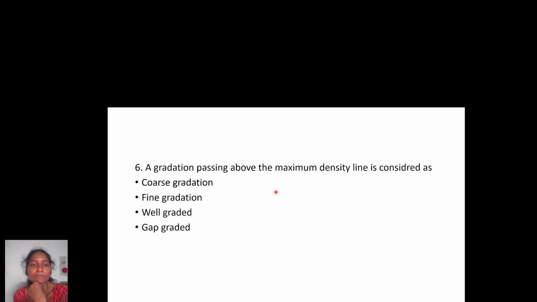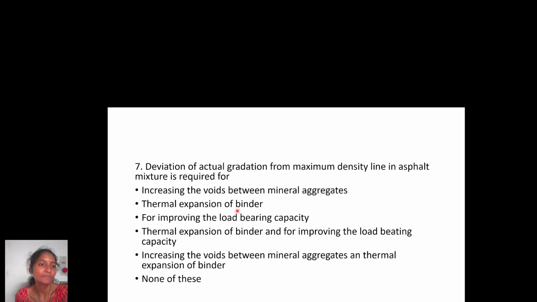A gradation passing above the maximum density line is considered as what? The maximum density line usually passes through the origin when you draw a graph between sieve size and the percentage passing. If your gradation is above the maximum density line, that means it has more percentage passing. More percentage passing means the fines are more. When the fines are more, that gradation would be a fine gradation.